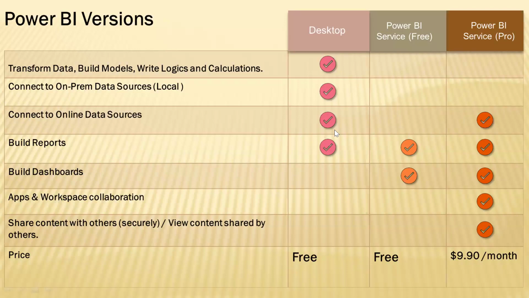So what can we do with the Desktop version? Transform data, build models, write logics and calculations. We can connect to multiple data sources, load the data, and write the logics. Why do we need to write the logics? Because we are not always going to get the expected data. We have to clean our data and add some calculated columns, measures, all those things. That part we can do in Desktop, not in Power BI Service, not in Power BI Service Pro. That is possible only in the Desktop version.